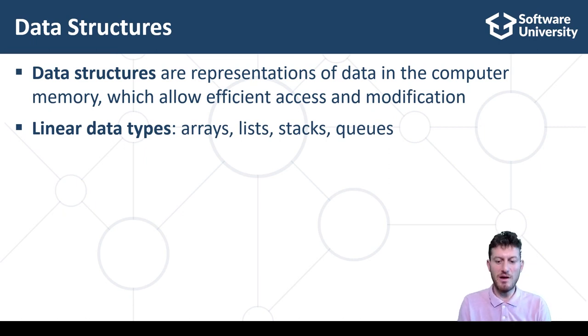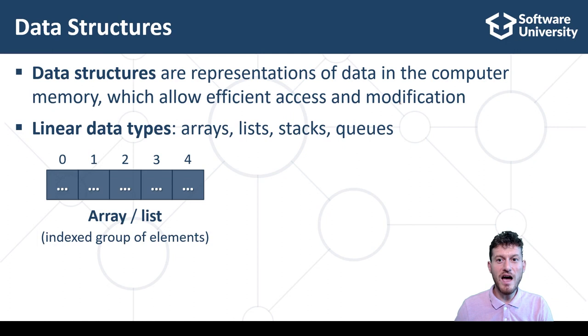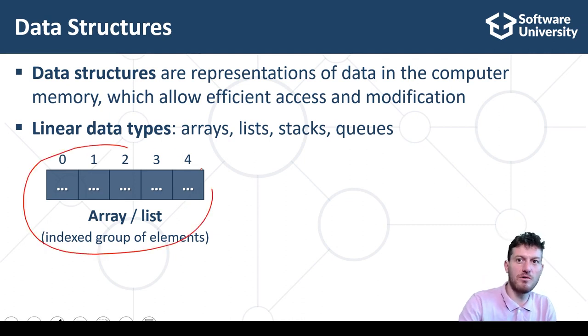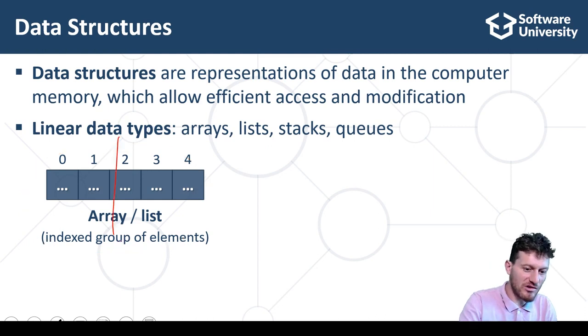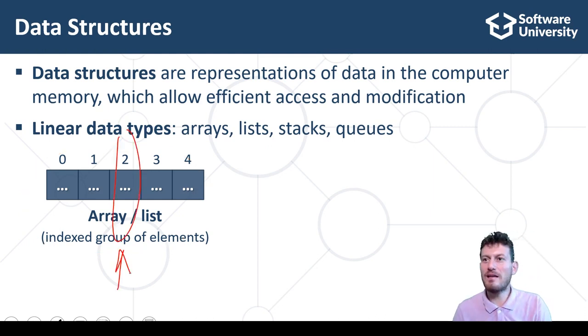They represent sequences of elements which can be ordered or not, indexed or not, linked to the next element or not, etc. Examples of linear data structures are arrays, lists, stacks, and queues. This is how arrays and array-based lists look like in most programming languages and platforms. They are sequences of elements which are directly accessible by their position, which is called index.